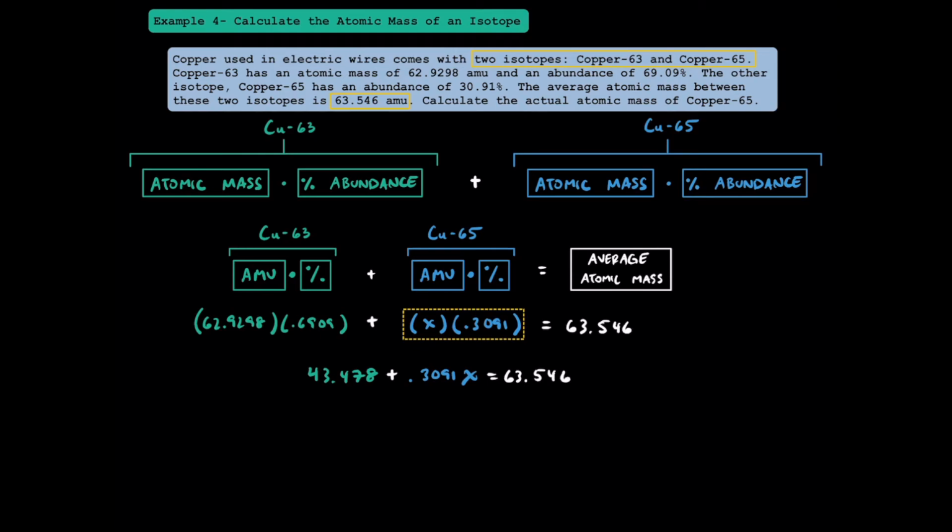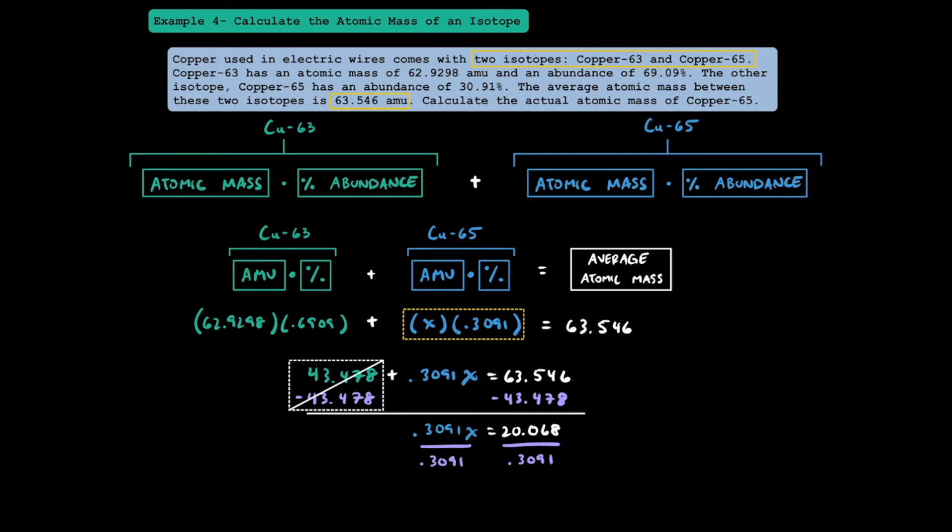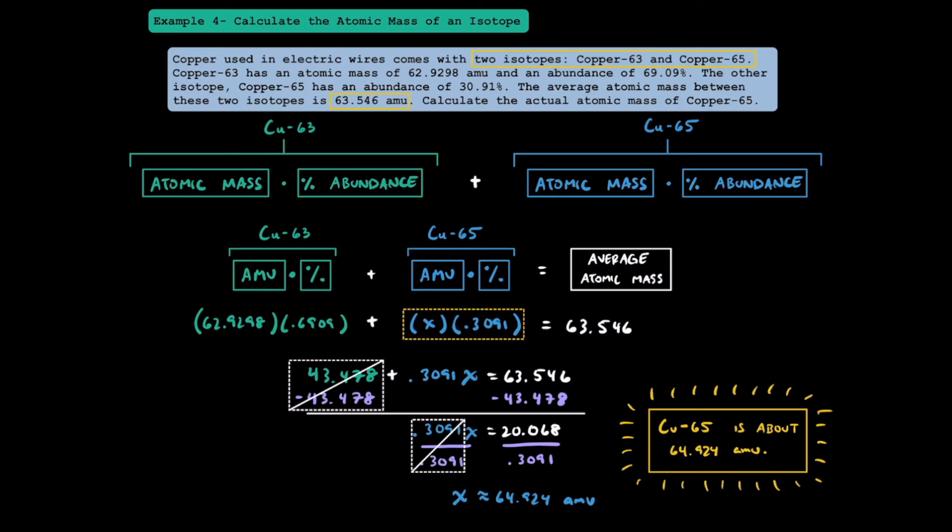At this point, we just have a 2-step equation. Our goal here is to get x alone so we can find out the atomic mass of copper-65. To start off, we'll subtract 43.478 from both sides. That way these cancel out, and we'll be left with 0.3091x is equal to 20.068. Dividing both sides by 0.3091, and this is about 64.924 AMUs. Therefore, we can say the isotope of copper-65 has an atomic mass of about 64.924 AMU.